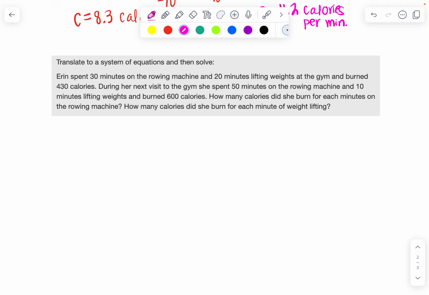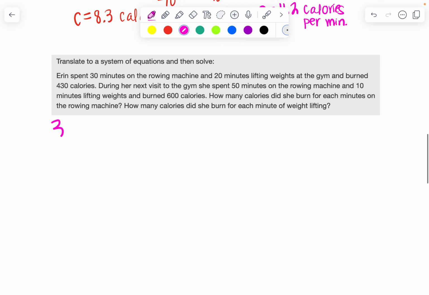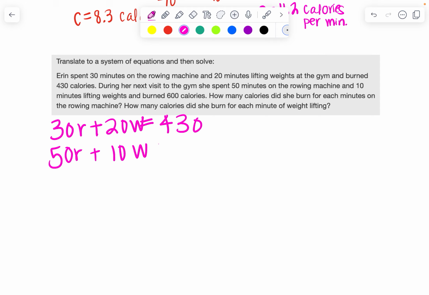All right, one more. Erin spent 30 minutes on the rowing machine and 20 minutes lifting weights and burned 430 calories. So 30 minutes on the rowing machine and 20 minutes lifting weights, and she burned a total of 430 calories. During her next visit to the gym, she spent 50 minutes on the rowing machine and 10 minutes lifting weights and burned 600 calories. And we want to know how many calories she burned for each minute on the rowing machine and for each minute lifting weights. So again, I'm going to use elimination here.